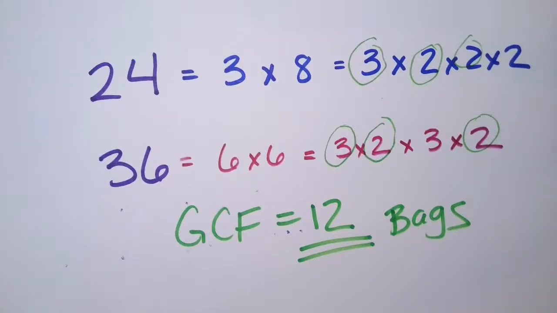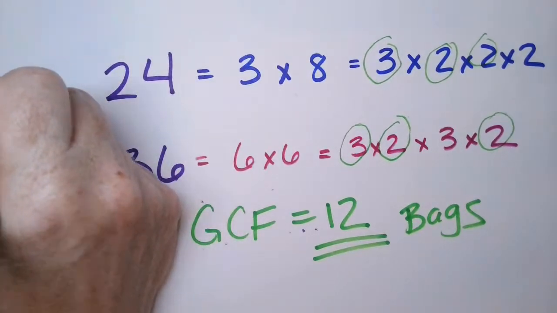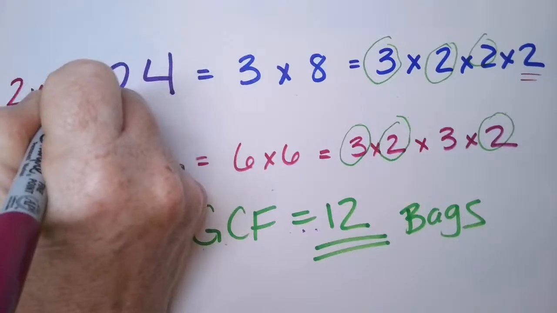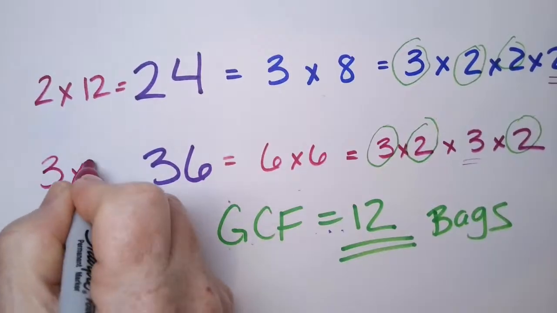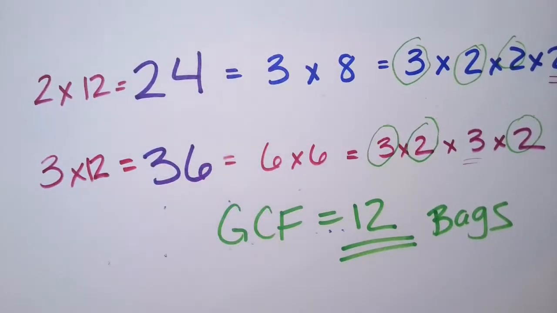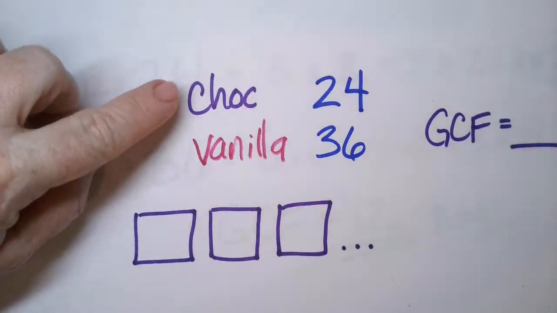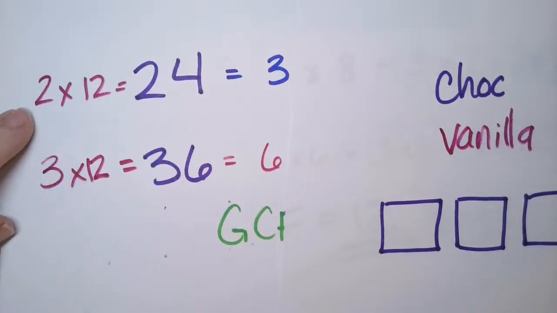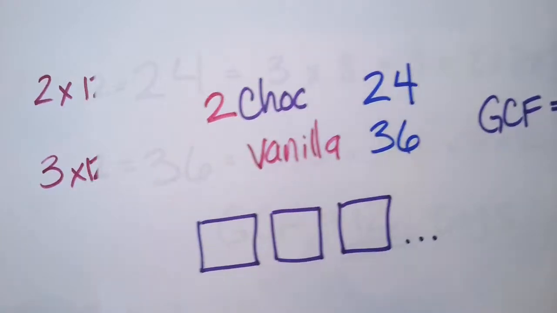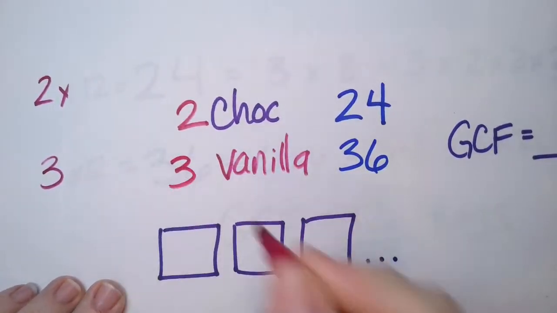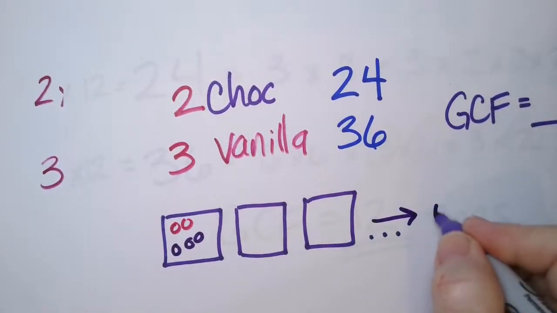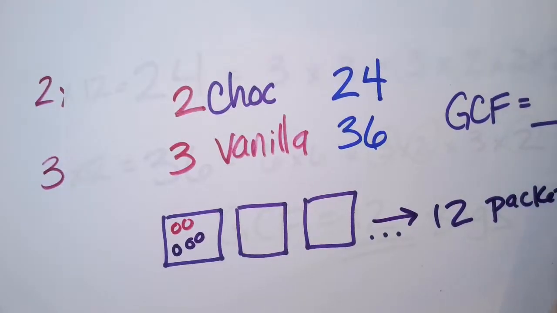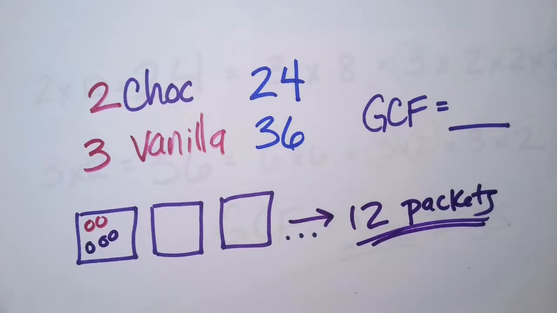Good. Okay, so what does that tell you? So for 24, this is the leftover 2. 2 times 12 is 24. And this one is the leftover 3. 3 times 12 is 36. Okay, so go back to our original problem and tell me how many chocolate and how many vanilla. So 2 times 12 is 24, so we have 2 chocolate, and 3 times 12 is 36, so 3 vanilla go in each one. So we have chocolate, chocolate, vanilla, vanilla, vanilla. And we have 12 packets, or bags, boxes, 12 something.